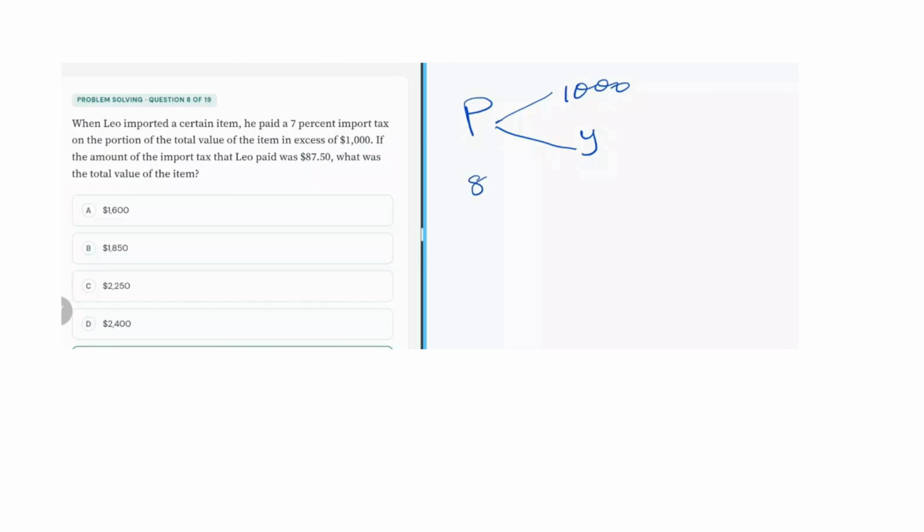But the $87.5 of what we are looking for corresponds to 7%. So 100% corresponds to y. Let's find y. Wait, did I set this up properly? This is wrong. 87.5 is the amount. So where is y supposed to be here? The 100 is supposed to be here. 7y equals 87.5. Can you check? Can you confirm that it is 8750 divided by 7? That is 1,250. Can you?